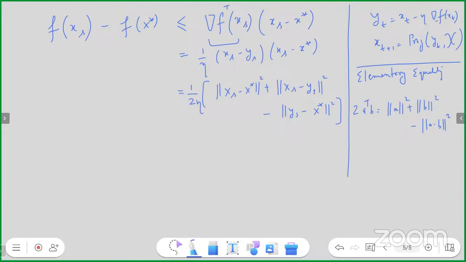What about this one? So let's keep that as it is for the moment and we'll see what happens. So 1 by 2 eta, this term is xs minus x star the whole square minus ys minus x star the whole square. And this term I'm pulling out. So there will be an eta square here, which will get cancelled. So it will be simply eta by 2 gradient f of xs.